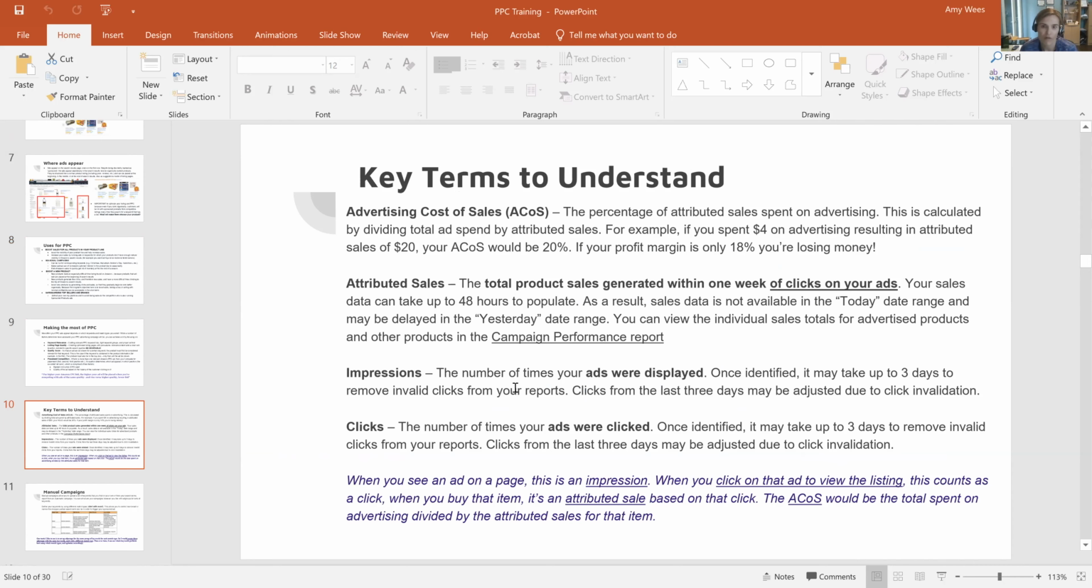Impressions, we talked about that already. That's just when your ads are displayed. And clicks, that just means the ad was clicked on.